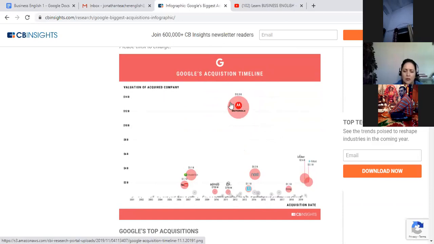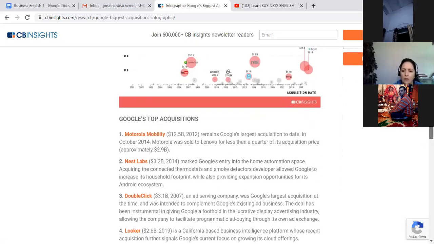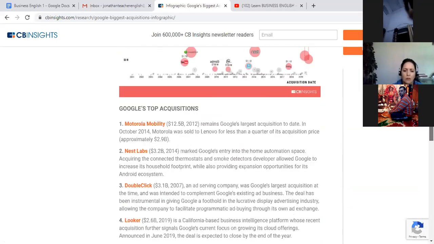Look at Motorola. It's by far the most expensive acquisition. It happened about 8 years ago, and it's by far their biggest acquisition here. There's Fitbit, Looker, HTC, Nest, AdMob. YouTube is way back here. YouTube was a long time ago, and look how small of an acquisition YouTube ended up being. So that was the infographic.